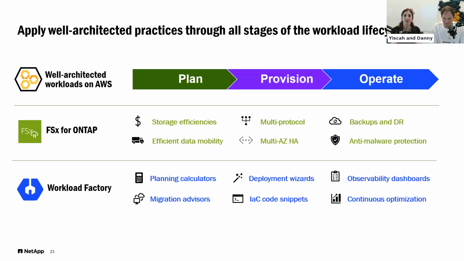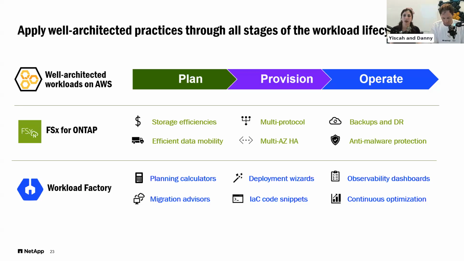And as we've mentioned, for the planning stage, it's A, free of cost throughout the entire time that you use Workload Factory, but B, you don't even have to give it any credentials for this stage. You can just start by trying out the TCO calculator, for example, which what we like about it is it's honest. It'll give you a real picture whether FSx for ONTAP is the right solution for you. And it takes us through to the provisioning stage as well.